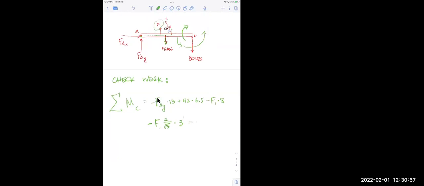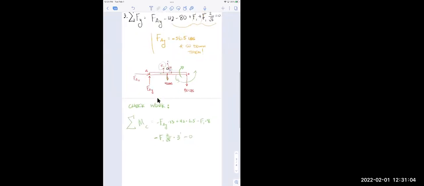So what's kind of weird about this is notice we actually have the answers to all of these. Don't we know that the force of AY was negative 56.5? And don't we know that force 1 was 94.2? So we actually have no unknowns. That's rather terrifying. I wonder what this is going to be equal to then. You punch it in, what do you get?